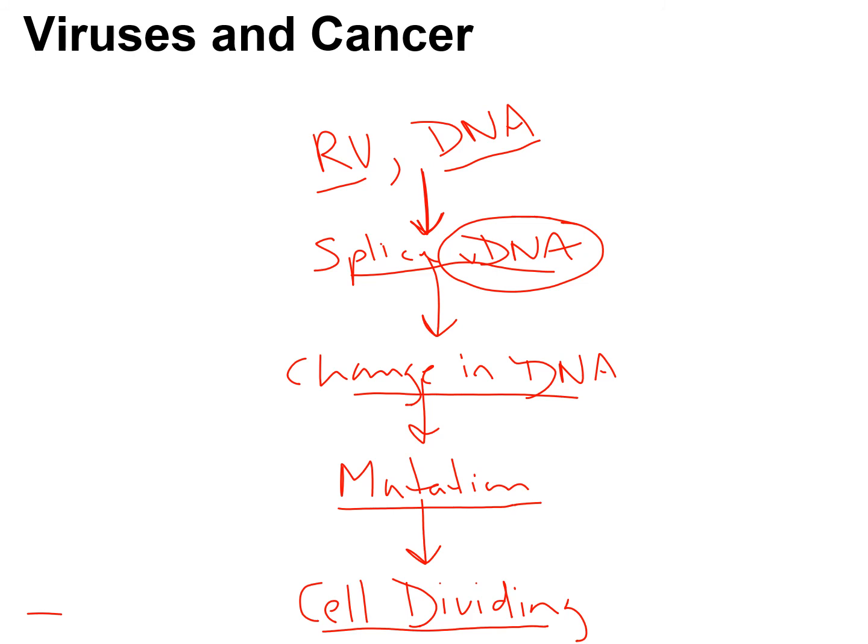RNA viruses don't usually do this because RNA cannot splice into the host chromosome, so it cannot mutate the DNA, so it's not associated with cancer. So that is why retroviruses and DNA viruses are often associated with stimulating cancer.